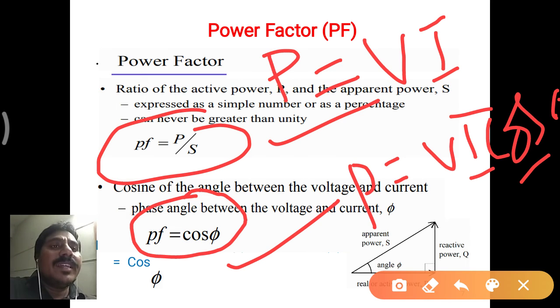The power factor definition is the ratio between real power and apparent power. The other definition is that the power factor is also defined as the cosine of the angle between voltage and current. Simply, power factor is equal to cos theta.